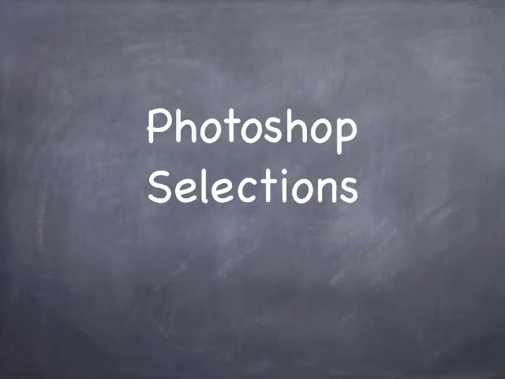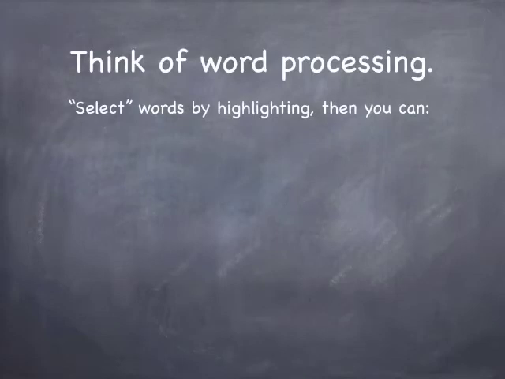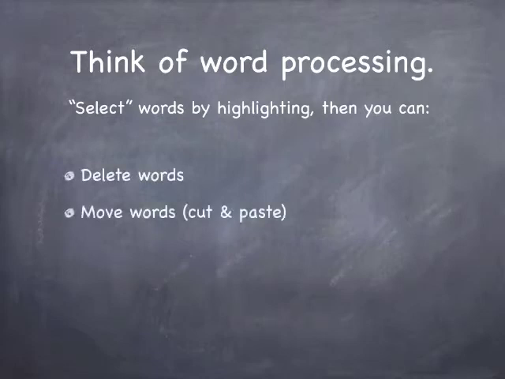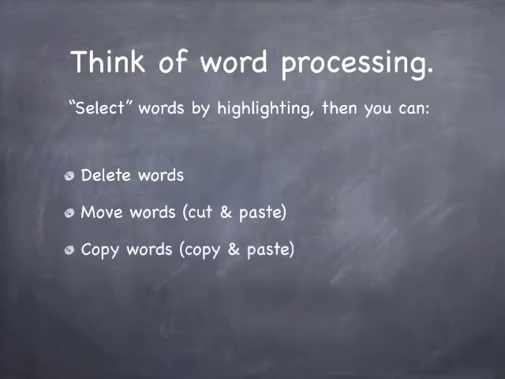Selections allow you to select part of an image and then make changes to it without changing the rest of the image. To understand Photoshop selections, it helps to think of a word processor. In a word processor, we select words by highlighting them. Then you can delete them. You can move them by cut and paste. You can copy them by copy and paste.